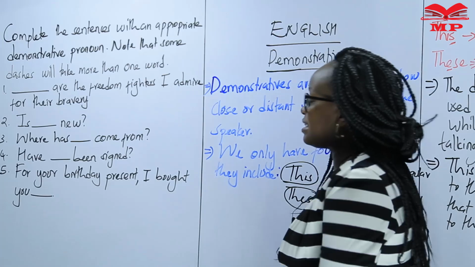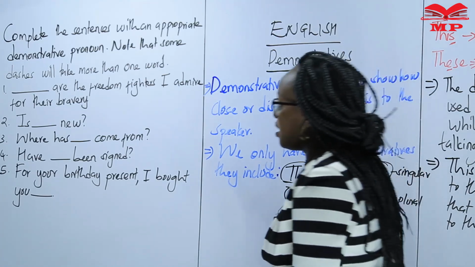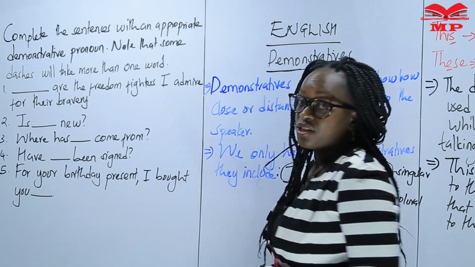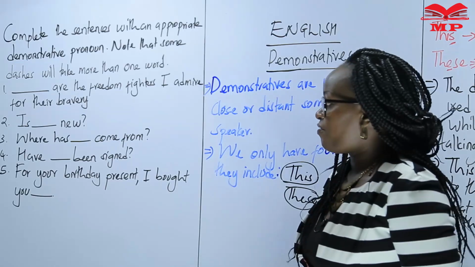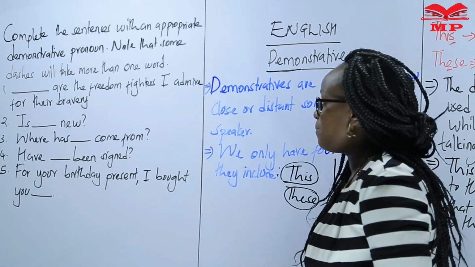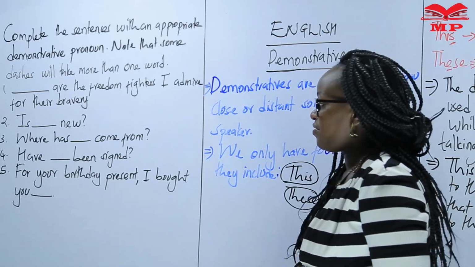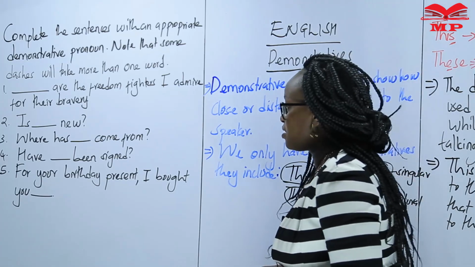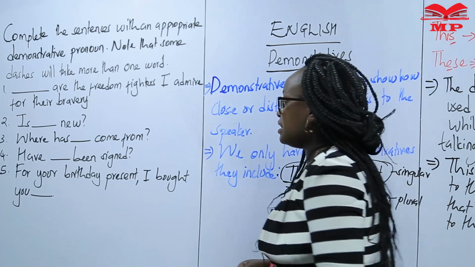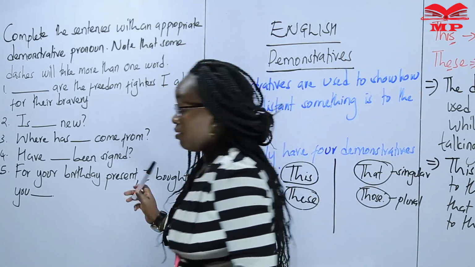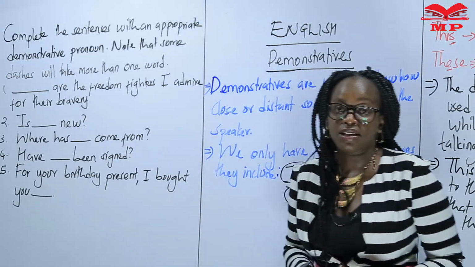Then number 2, is dash new? Number 3, where has dash come from? Number 4, have dash been signed? Then number 5, for your birthday present, I bought you dash. Be very keen as you do that assignment.